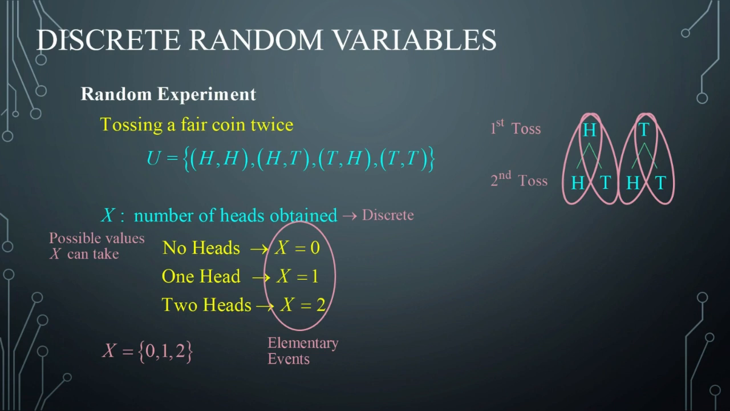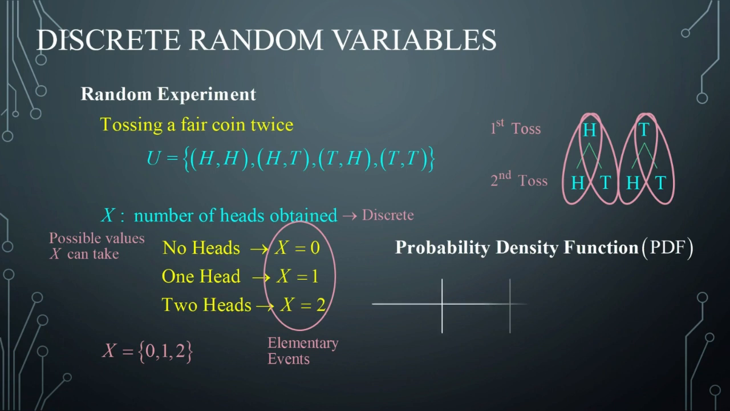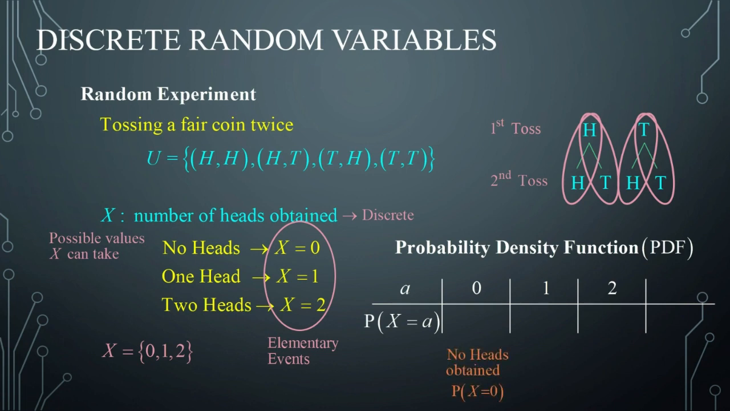And every random variable, whether discrete or continuous, is defined by a probability density function, also referred to as the PDF of the random variable, which consists of a table for a discrete random variable, where in the first row we list the possible values of the random variable, and in the second row, the probabilities of the elementary events. So the first one consists of obtaining no heads, with the probability of x equals 0. In our sample space, only one outcome out of 4 has no heads. So the probability of x equals 0 is 1 out of 4.